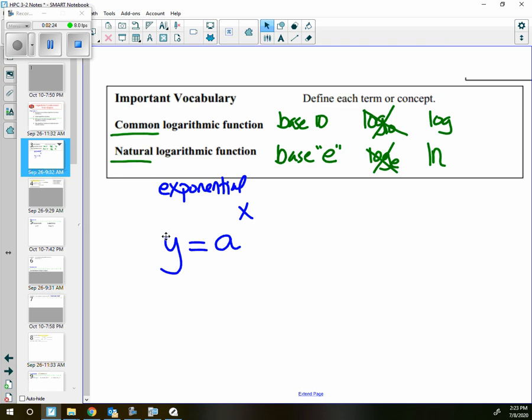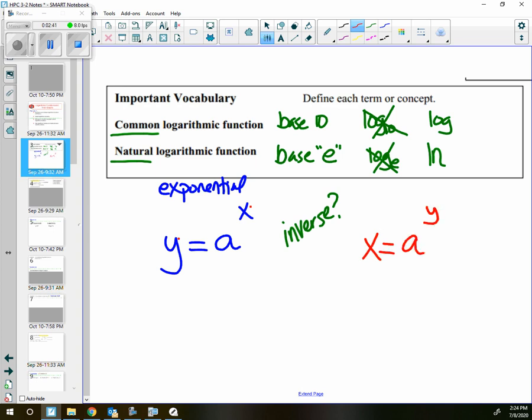That's our independent variable. Do you remember from chapter 1 how we find an inverse? How do you find the inverse of a function? Well, you take the domain and the range and you switch them. So the x and the y get switched. So the domain becomes the range and the range becomes the domain. So that technically is the inverse, and so this would be a logarithmic function.